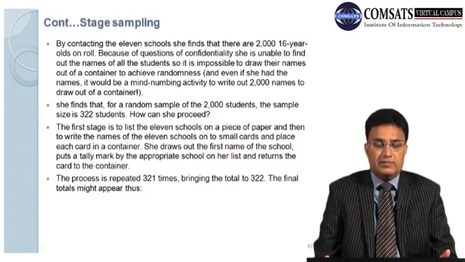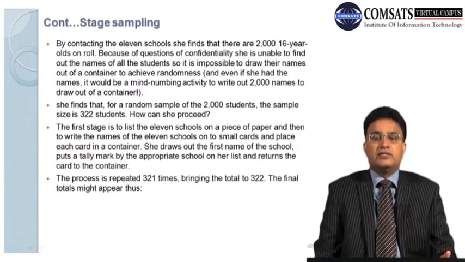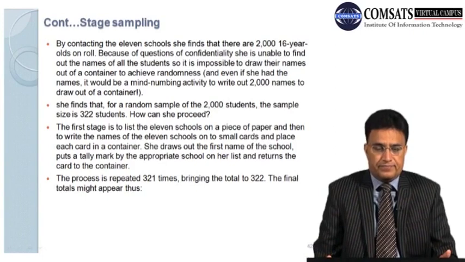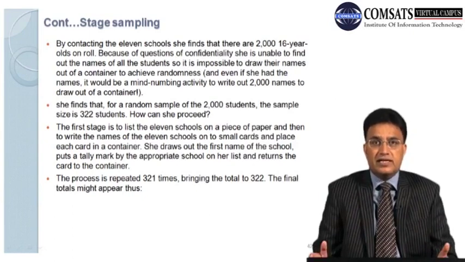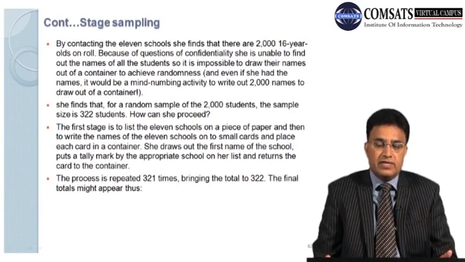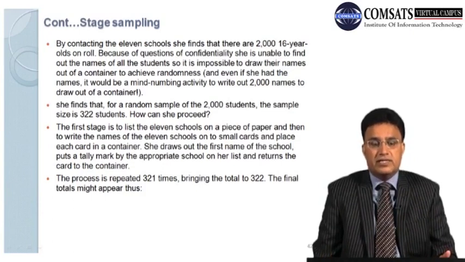And even if she had the names, it would be a mind-numbing activity to write out 2,000 names to draw out of a container. So she finds that for a random sample of the 2,000 students, the sample size is 322 students. How can she proceed? Well, the first stage is to list the 11 schools on a piece of paper, and then to write the names of the 11 schools onto small cards and place each card in a container.